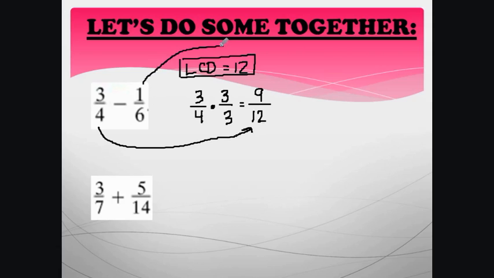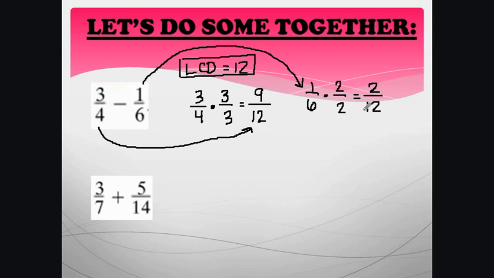Now we need to write an equivalent fraction to 1/6. 1/6, we need to multiply that by a fraction so that it has a common denominator of 12. 6 times 2 equals 12. And what we do to our denominator, we also do to our numerator. So we're going to multiply straight across. 1 times 2 equals 2.